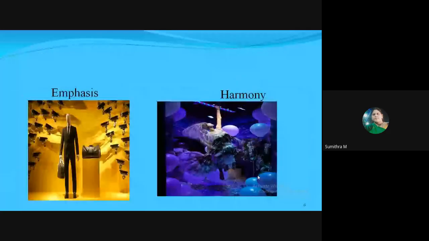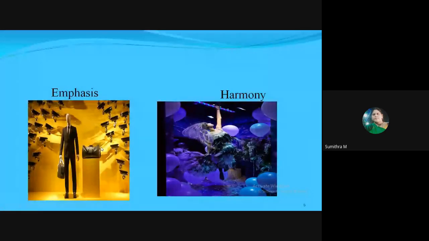Next one is emphasis. Emphasis means something which is attractive. Suppose in this display, this bag is emphasized. People prefer to purchase this bag on seeing this display. That is named as emphasis. Something very colorful and attractive in a particular area is named as emphasis.